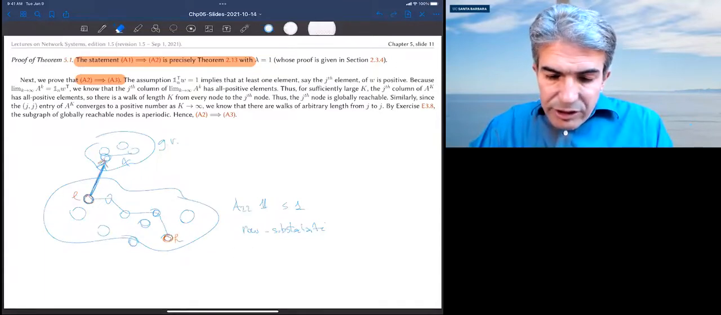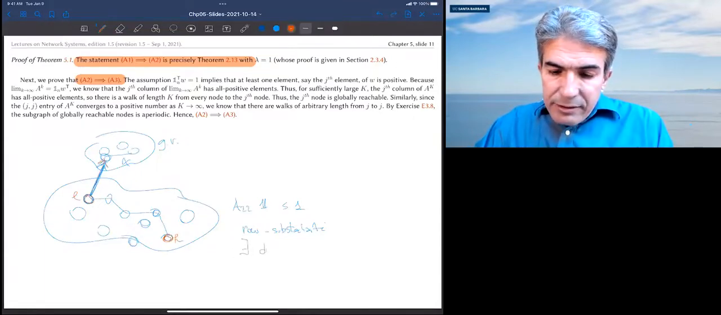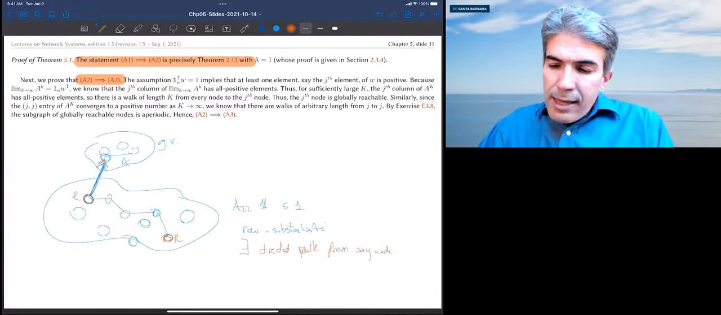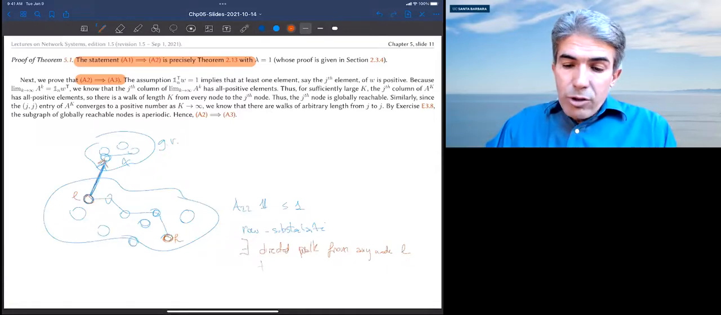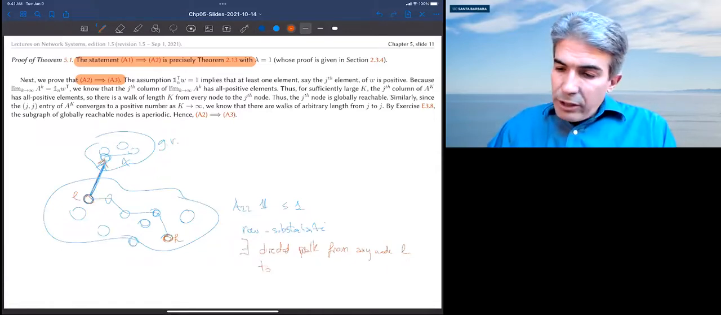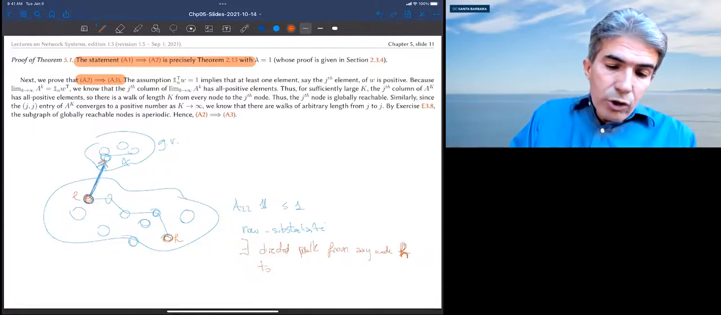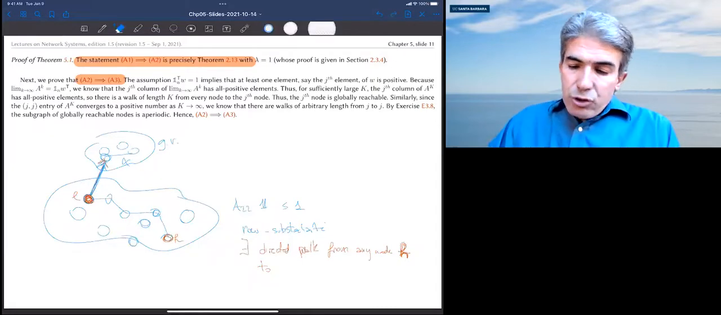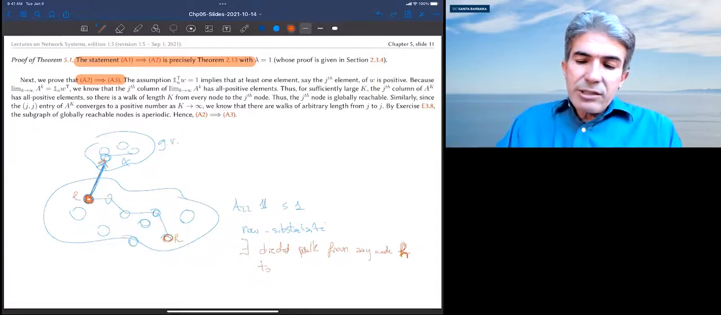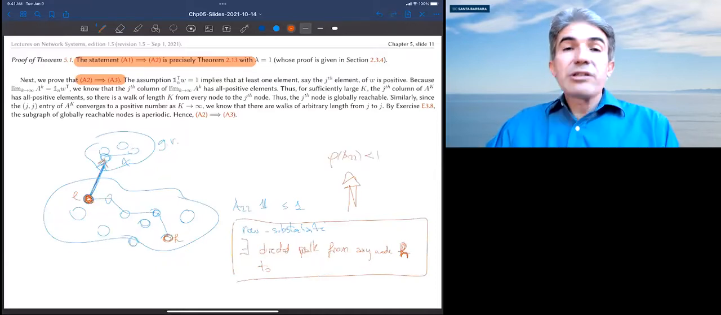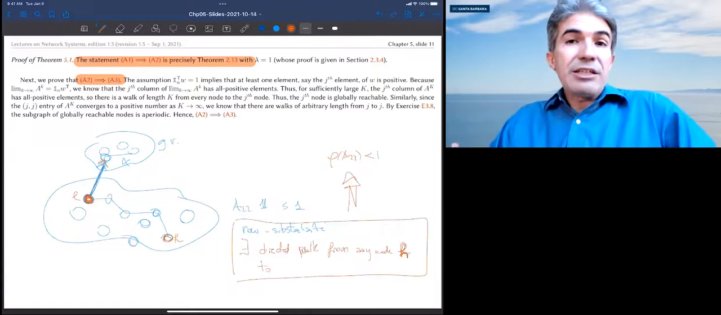So then I prove that there exists a directed path or walk from any node H that is not globally reachable to the set of globally reachable nodes, right? And in particular to a node that goes into the set. So to cut a long story short, these are precisely the two properties that we used in chapter 4 to establish that my row substochastic matrix A22 is strictly convergent. So that's the key idea of the proof.